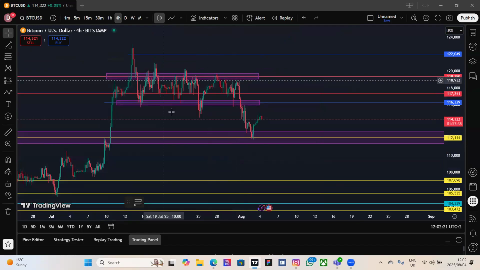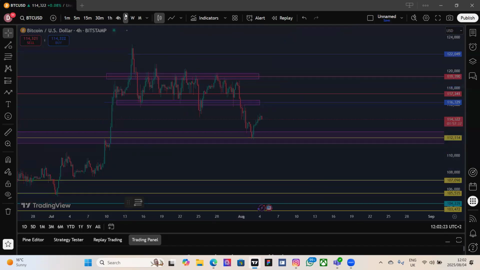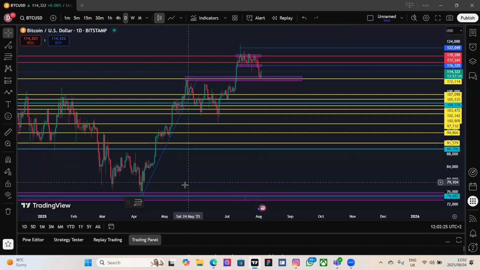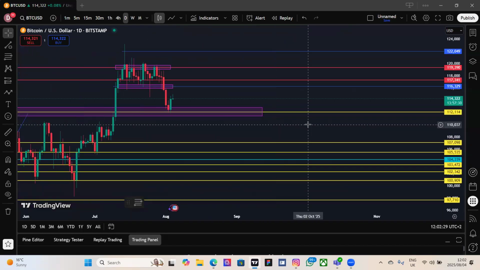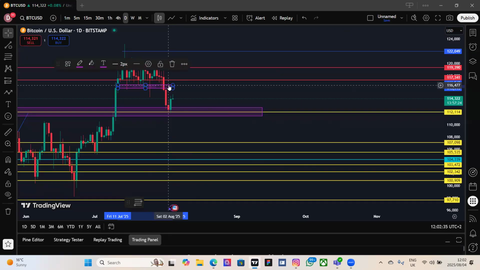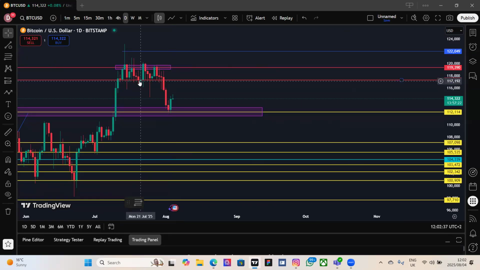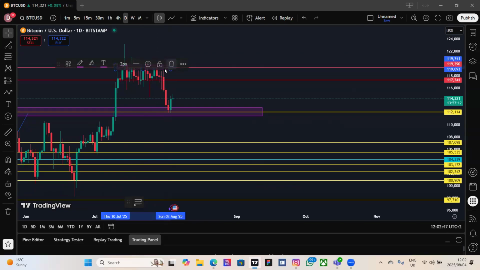As you can see, Bitcoin has been ranging for a very long time, especially within these zones right here. I think I need to actually delete this because this is not a valid area. It's because of wicks. If you look at the wick rejections within the zone right here, you can see very strong wick rejections.